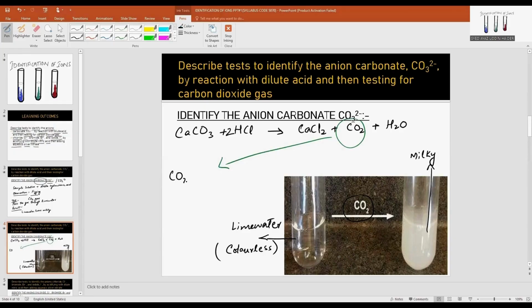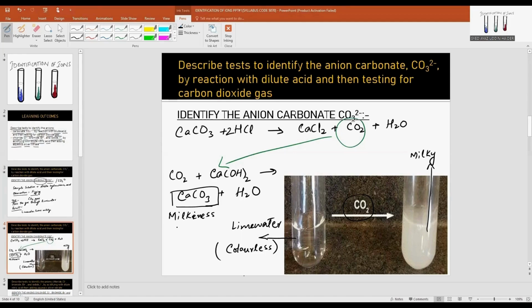This carbon dioxide gas is reacted with lime water. Lime water is calcium hydroxide, Ca(OH)2. Now what are we getting? We are getting calcium carbonate plus water. The equation is balanced. You see, this calcium carbonate is responsible for milkiness, as it is insoluble in water.